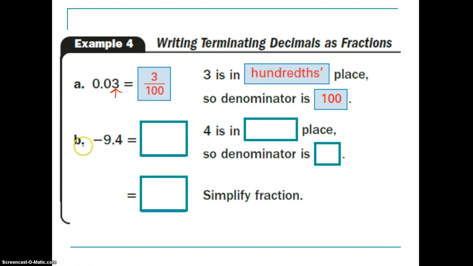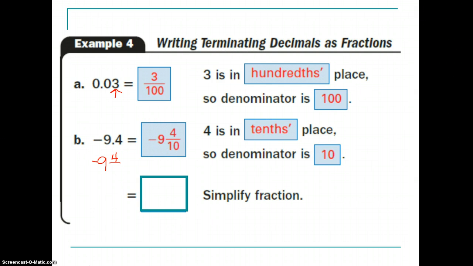For example, part B. Negative 9 is your whole number. The 4, and you can just put the 4 up here, is in the tenths place, so the denominator is 10. Negative 9 and 4/10. You simplify the fraction because 4 and 10 are both even. Divide by 2. Negative 9 and 2/5 is your answer.